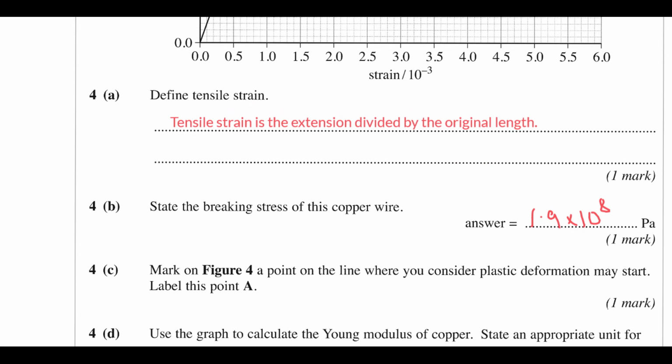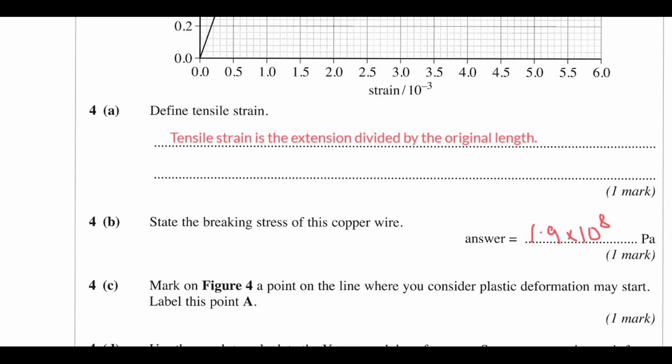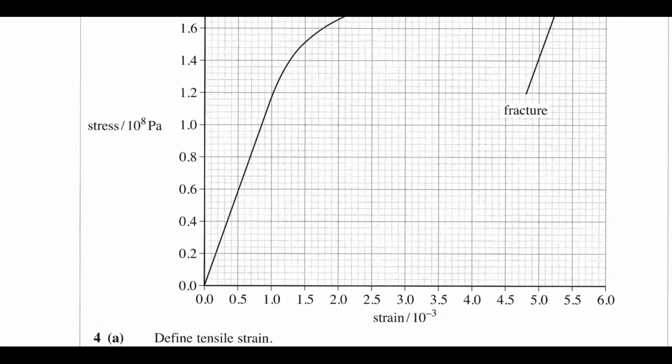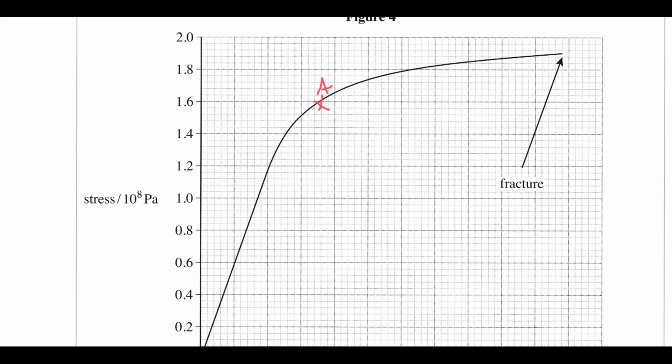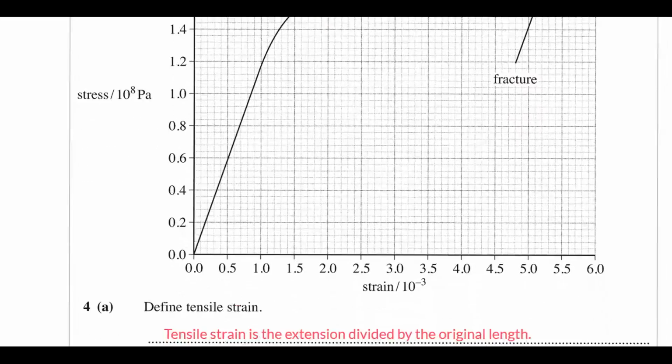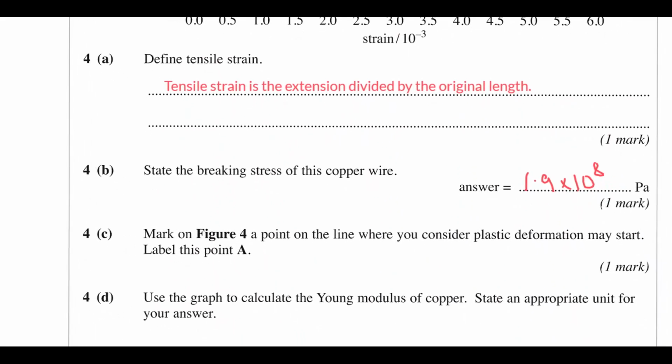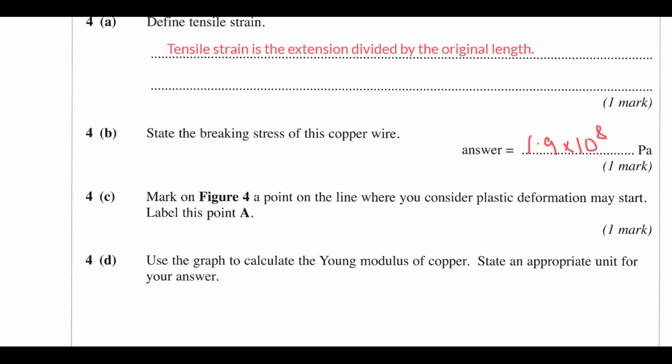Mark on figure 4 a point where you consider the plastic deformation may start. Label this point A. So let's eliminate some places. It's not going to be in this region here. This is just your standard stretching a spring or an elastic material kind of thing. So it's going to be in this curved section up here. So I'm going to pick this location here, because we're well past the straight line section, so we're going into the plastic deformation, and I did intend to mark that on the actual line. The accuracy of my stylus isn't great. So that's that point.